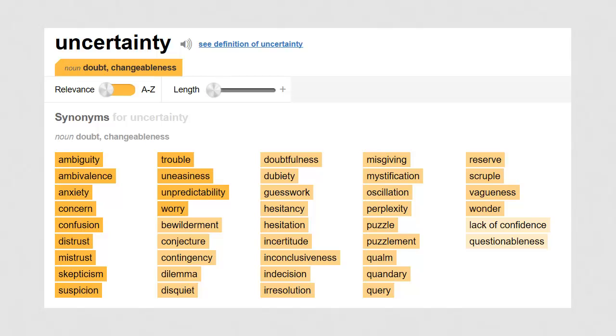Thesaurus.com provides a powerful explanation for why people just want the number. Uncertainty evokes a lot of feelings that make us uncomfortable. Pause this video and look at some of these synonyms. When we are uncertain, we feel confusion, mistrust, skepticism, worry, hesitation, and indecision. No wonder people just want the number.